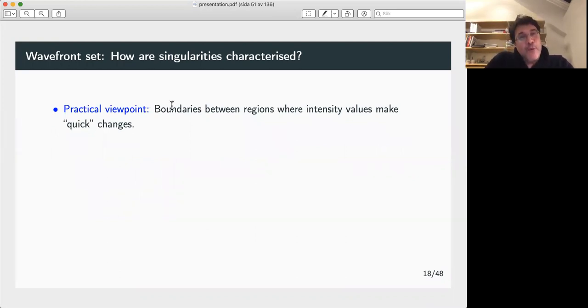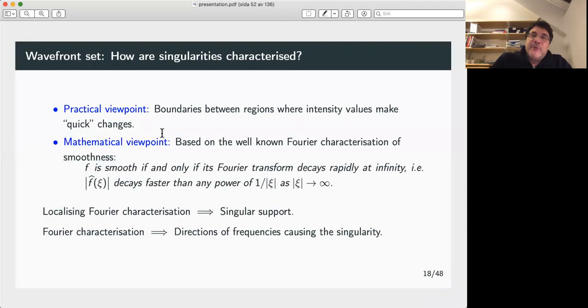From a very practical point of view, edges or singularities are, if you think about images, regions or boundaries where the intensity is making a rapid shift. Mathematically, of course, you can think of the Fourier characterization of smoothness. If you represent an image by a real valued function, then we know that it's smooth if and only if the Fourier transform decays rapidly at infinity in all kinds of directions.